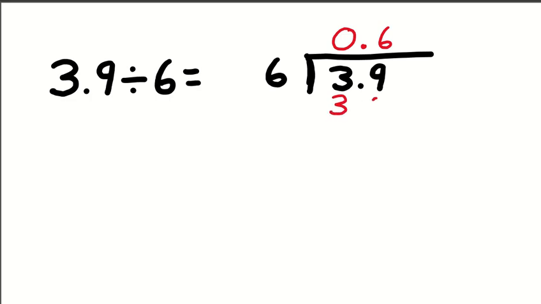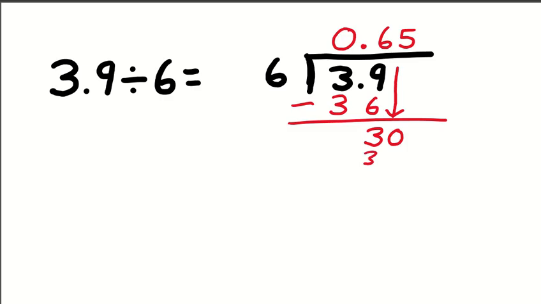And so I put the 36 below the 39, and I do the subtraction. 39 decreased by 36 is 3. Now, I can bring down a 0 if I would like, and I would definitely like, because I want to continue. How many times will 6 go into 30? Well, I know that 6 will go into 30 exactly 5 times. 5 times 6 is 30, and 30 decreased by itself is 0. And thus we have the answer to our next problem of 0.65, also known as 65 hundredths.